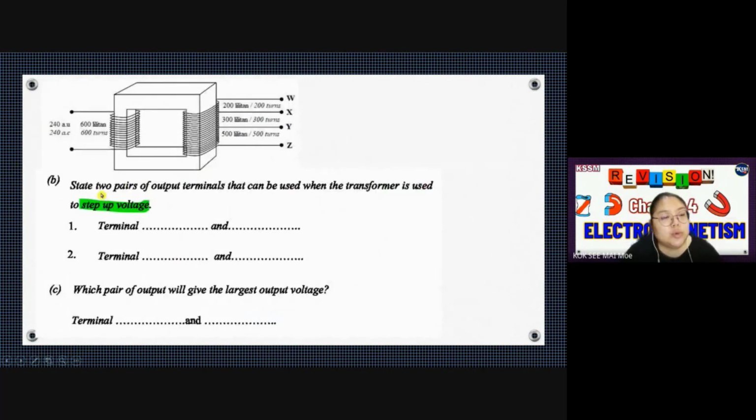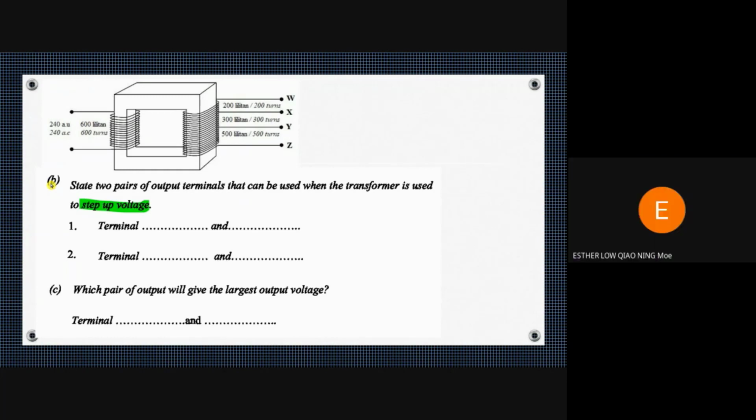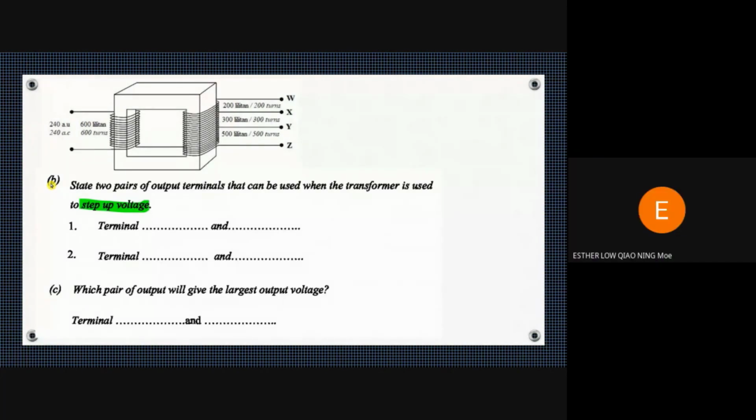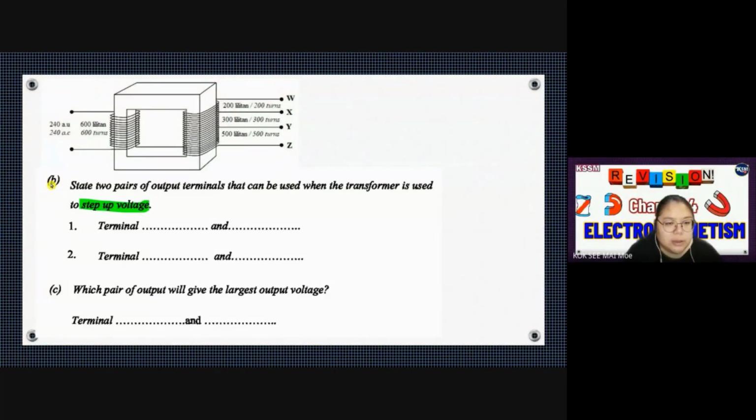Okay, state the 2 pairs of the output terminal that can be used when the transformer is used to step up the voltage. I want step up. So that means you must have more than 600 lah. You want to step up, is it? Esther? Yes, teacher. Which one is a step up voltage? Step up. Which pair?